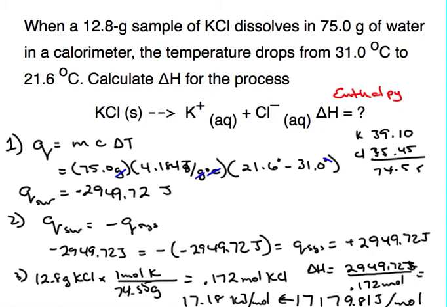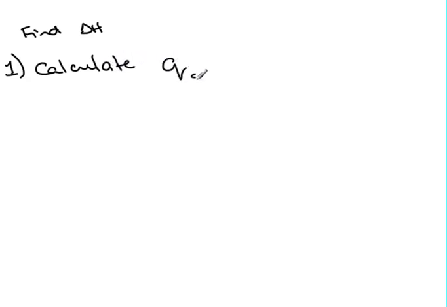Let's go over all the steps that you need to do this. To find delta H, or enthalpy, we basically have 4 steps. First step, we calculate the Q of the surrounding. The surrounding is usually the water. Once we have the Q of the surrounding, we go to step 2, which is to calculate the Q of the system.